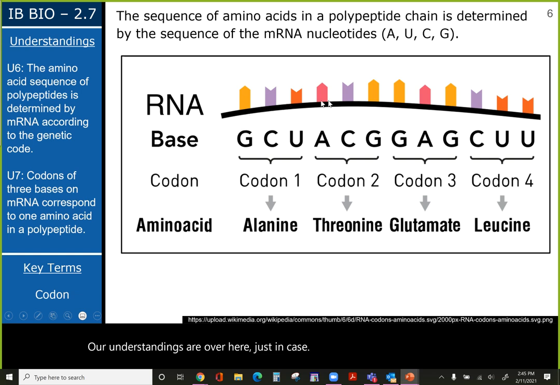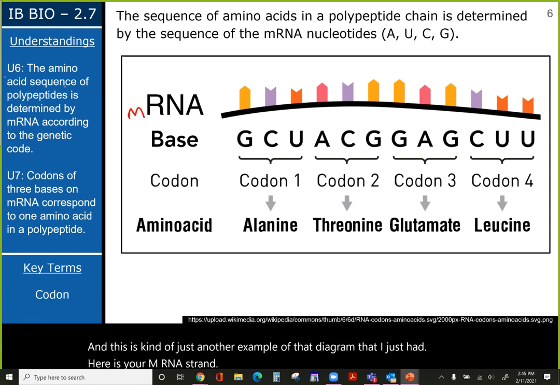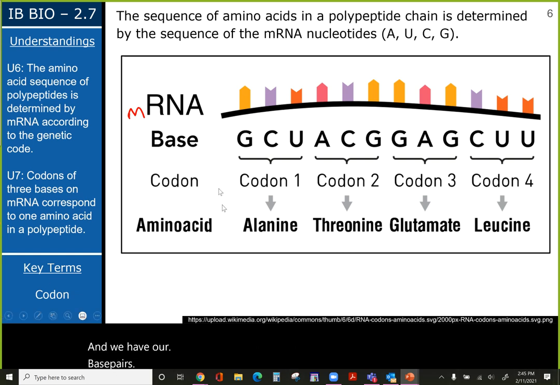And this is kind of just another example of that diagram that I just had. Here is your mRNA strand, and we have our bases. Well, it's not really a pair, is it? It's just a base. G, C, U. Those 3 letters comprise a single codon. That codon codes for an amino acid, in this case, alanine.